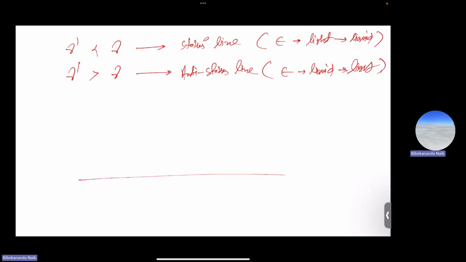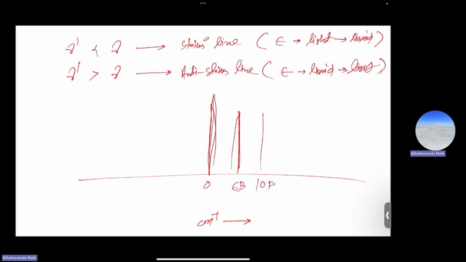So the spectra will be like this. At the central position, that is 0, there will be the Rayleigh line, where the frequency of incident light will be equal to the frequency of emitted light. This is in centimeter inverse unit. The lines at higher shifts will appear at 6B, 10B like this. These are rotational Raman spectra, because B is the rotational constant, which we have already discussed.